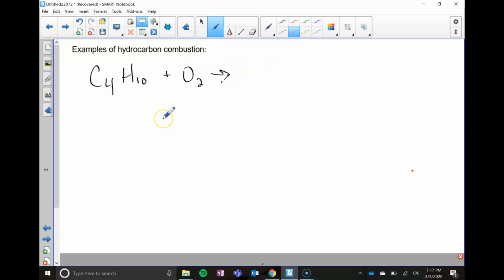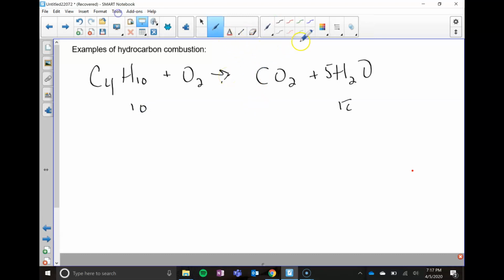And the products of a hydrocarbon combustion are always, always, always CO2 and water. Now, of course, we always have to balance the equation. We can't leave it as it is. So C4, let's try to put a 2 there. We got 10 hydrogens, let's put 5 there and see what this does. Right now I've got 10 hydrogens. I should have put a 4 there because of my 4 carbons.